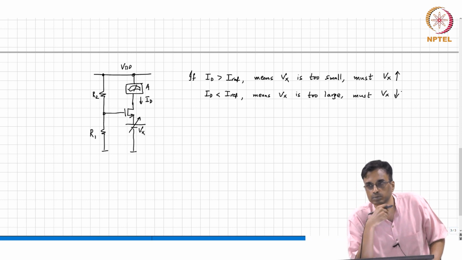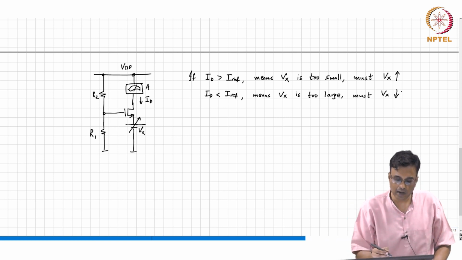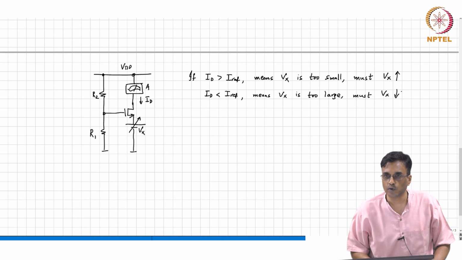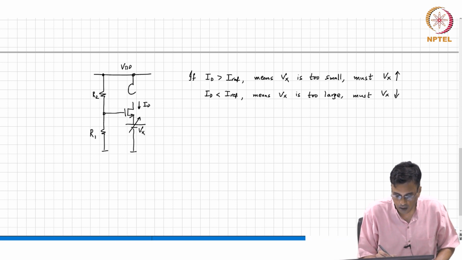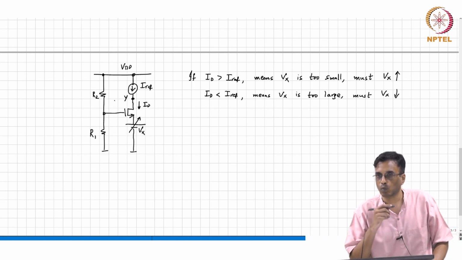So now we need to compare two currents, ID and IREF. What physical principle will we use? KCL. So where do you recommend that I stick the current source IREF? The drain. So you want to compare ID and IREF, and let that node be Y.